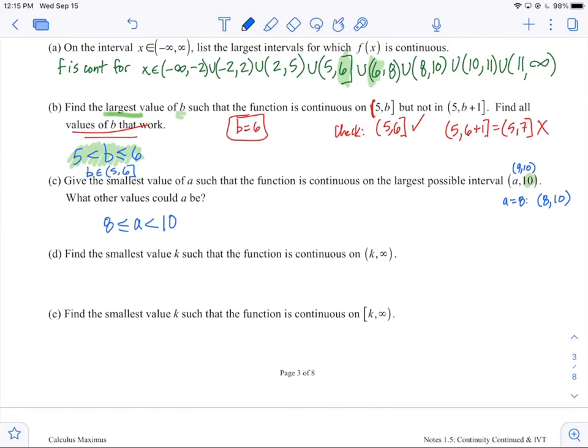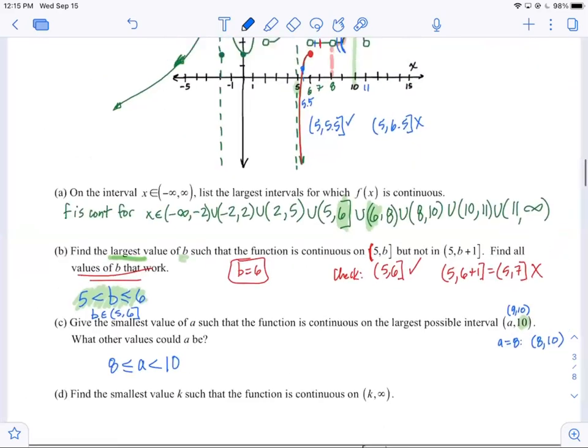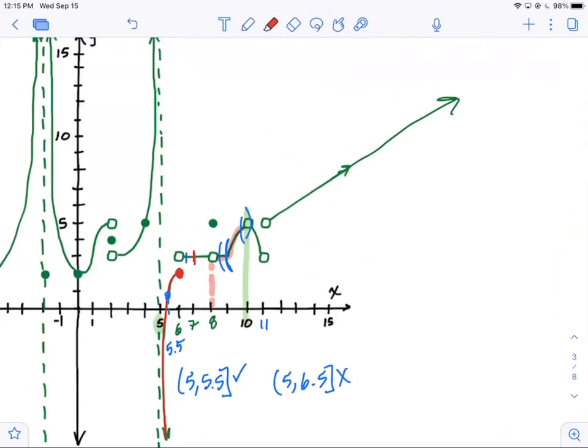Does that make sense? So not only did I leave that as an interval and write this as an inequality, I wrote them far away from each other, right? X interval of the graph, solution set for our variable, okay? Different things. And then what's the smallest k value? So the function will be continuous from k to infinity. So we can start working backwards from infinity.